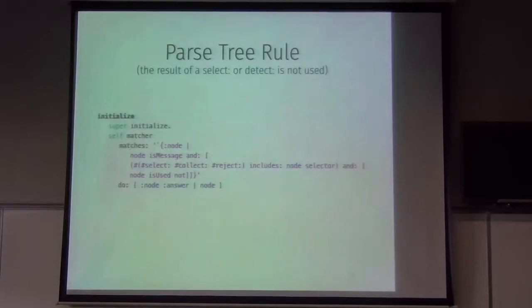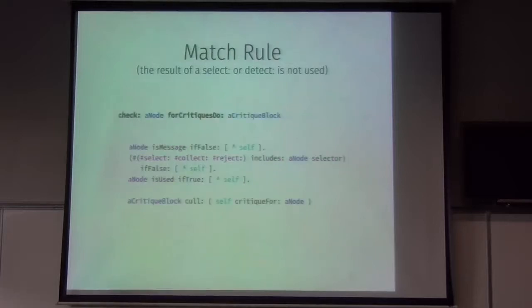Let's get back to the previous example. What this rule does is it checks whether you use collect, detect, or select, and if you do not use the result of that, because this is strange. Instead of this, now you can implement it like that, which is almost the same, just in real code without strings. And the implementation is simple. You check whether it is a message. If it's not, you go out. Whether it sends the thing that you're interested in. If it's not, you go out. Whether it's used, if it's used, you go out. If not, you create a critique.